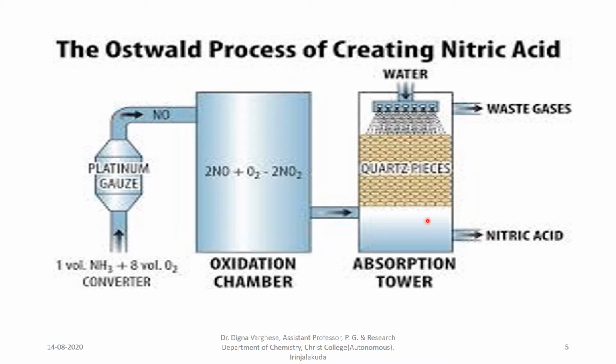If any waste gas is there, it is collected or exits from this tube. The nitric acid obtained here is dilute nitric acid, and this dilute nitric acid can be concentrated by any concentration methods.